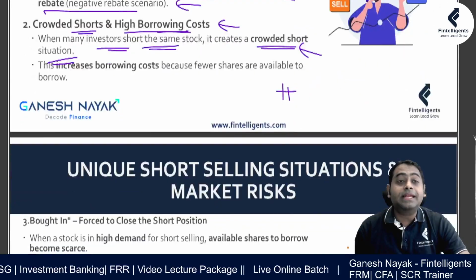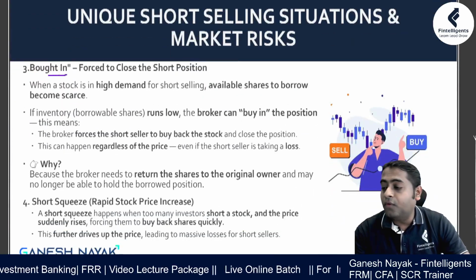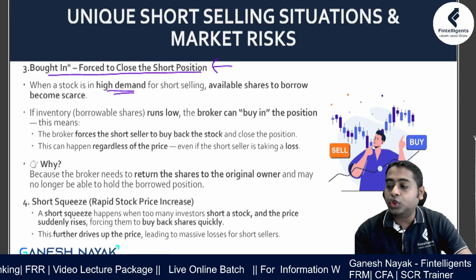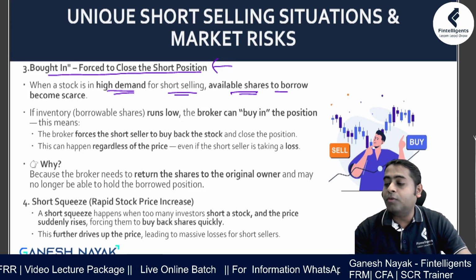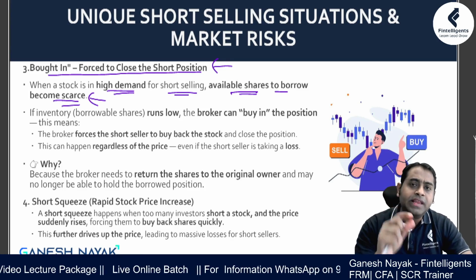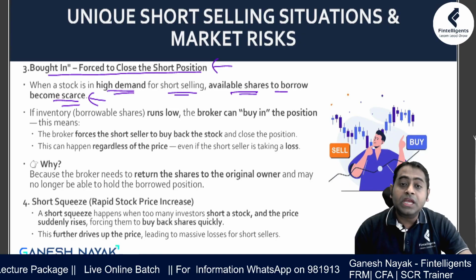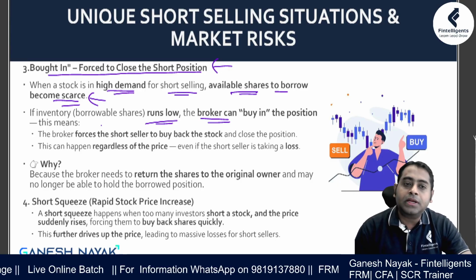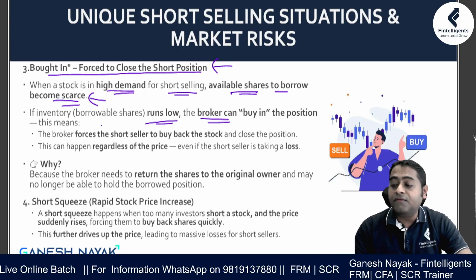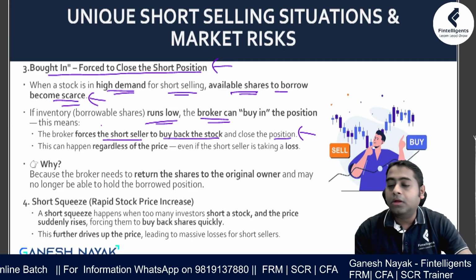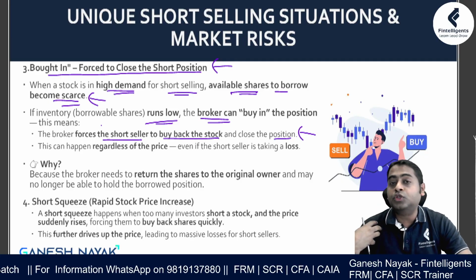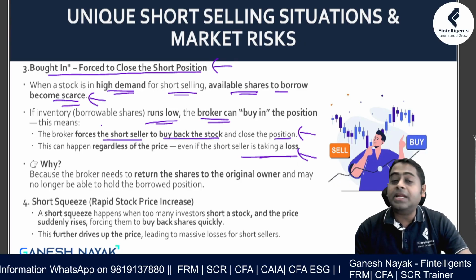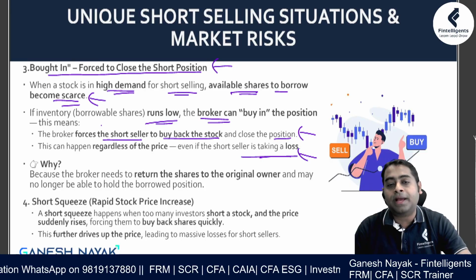The third point is connected to the buy-in, forced closing of the short position. When a stock is in high demand for short selling, available shares to borrow become very, very scarce. That means very few stocks are available. So if the inventories are very low for the broker, he might say, you have already done short selling, now I need my stock back. He will force the short seller to buy back the stock. Now, if the short seller is not interested in doing it, he will have to do it by taking a hit. That means he might incur a loss and still he will have to give the stock back.